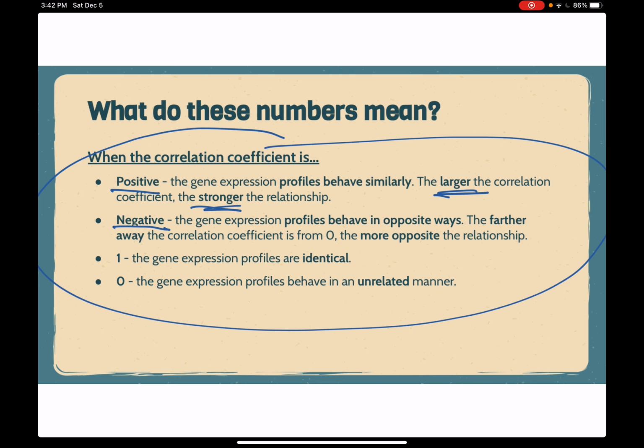If we've got a negative number, those are people that we can rule out completely because their DNA profile behaves in a completely opposite way than Mike's would. So the further away from 0 or the more negative it is, the more opposite the relationship. So if it's really, really negative, it's going to be really, really opposite from Mike's. If the correlation coefficient is 1, the profiles are completely identical. That would be the ideal situation, really unlikely, but that would be perfect. And then 0 means that they just behave in a completely unrelated manner to one another, have no correlation whatsoever. We wouldn't want a 0 either. Okay, so we're looking for the highest positive number that we can.